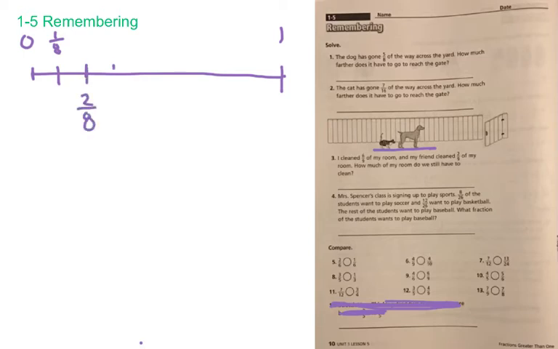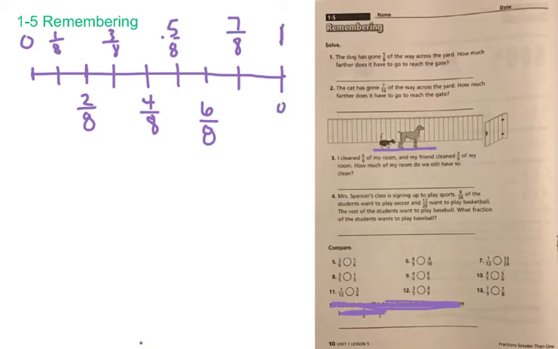I'm going to make the next one 3/8. The next one is going to be 4/8, and 4/8 we know is equal to a half. But 5/8 would be next. 6/8. 7/8. And then we know that 1 whole is the same as 8/8. And so this would just be a number line that could help you to compare fractions.